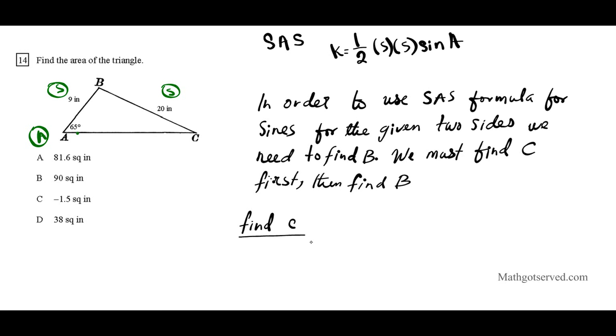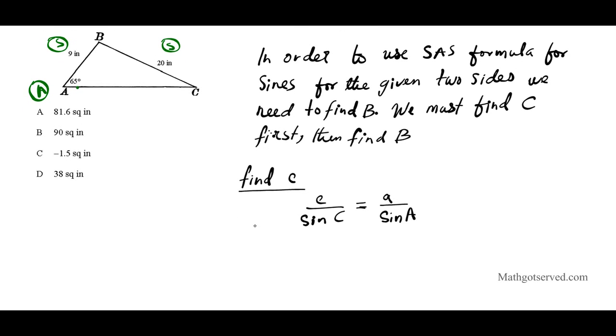The law of sines is a choice here. To find little c, we go little c over sine big C, and then the next pair has to have no missing pieces. A satisfies that requirement, so a over sine big A. Now we're going to substitute and solve little c over sine big C.